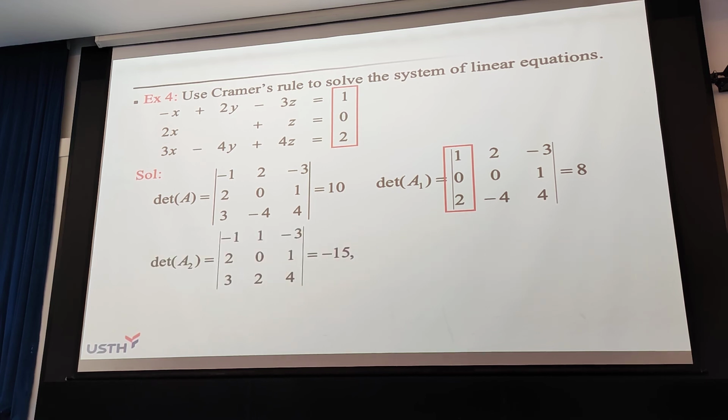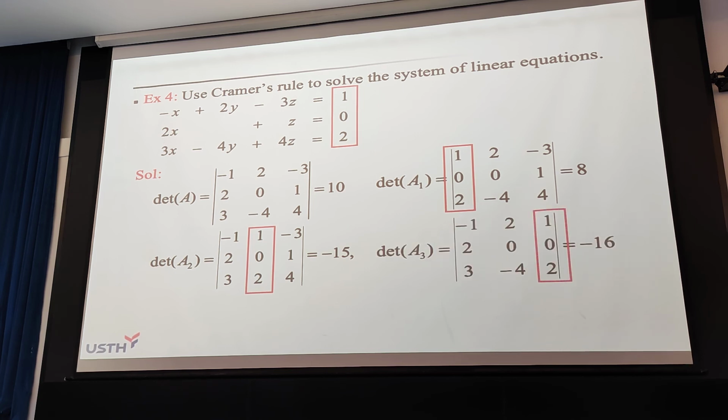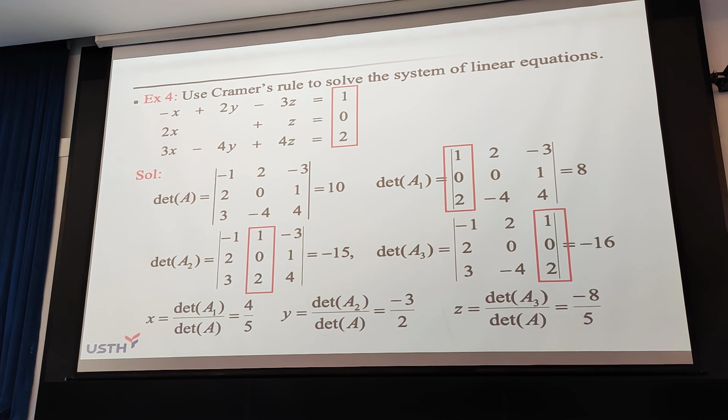Next one, determinant of A2 equals minus 15, because now you see the right hand side column of the system is replaced in the second column of A. And determinant A3 to be that one, and again the third column of A is replaced by the right hand side column of the system. And then we have our solution: x, y and z. So that is an example of solving a system of linear equations by using Cramer's rule.